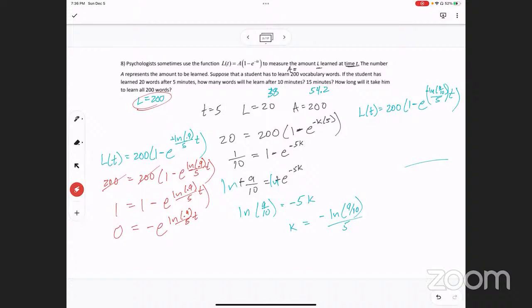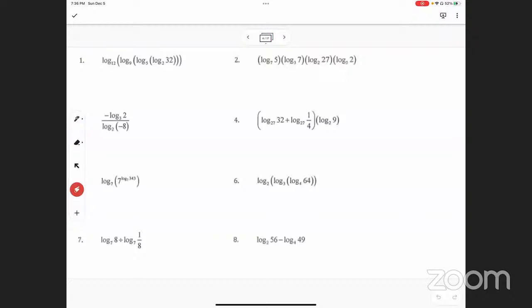Kind of a little bit of a trick question, because if you look at this equation, you can't get 0 by raising a number to a power. There's no way to get 0. So the answer is never. Okay. All right.